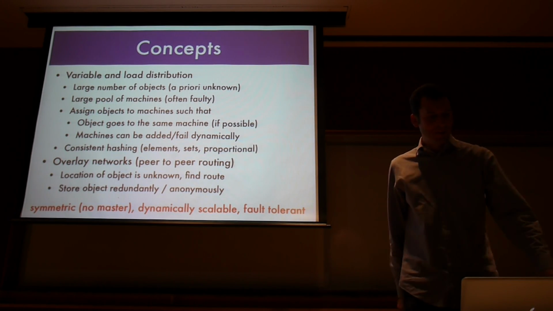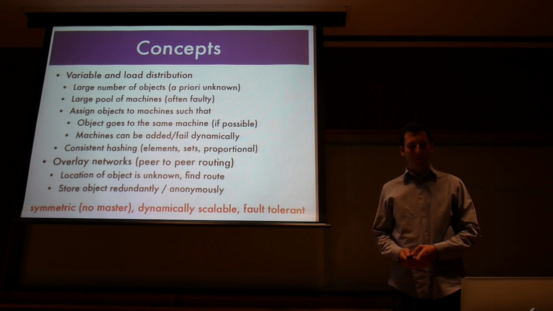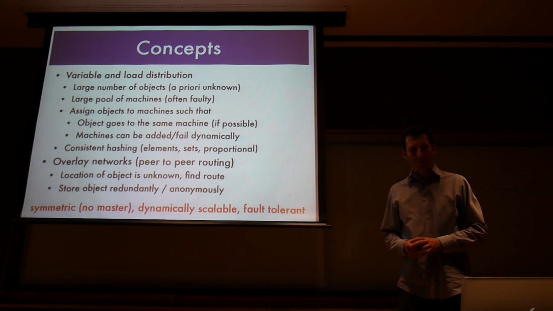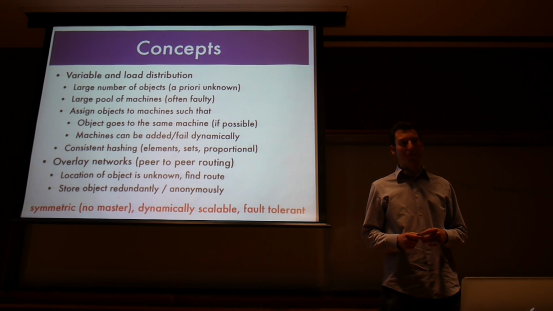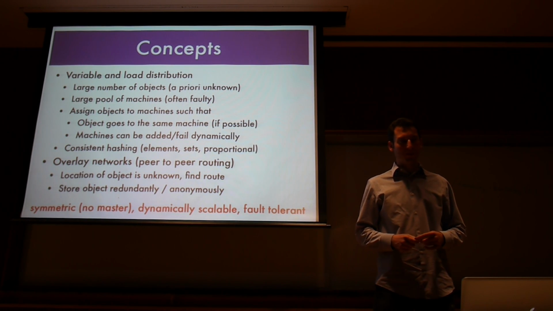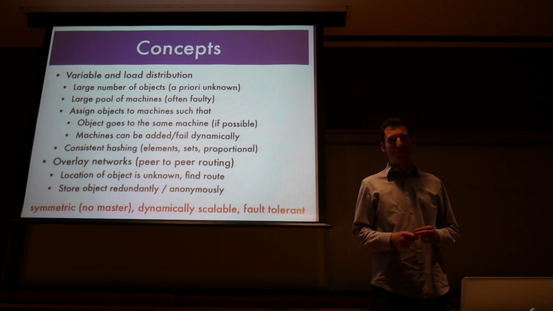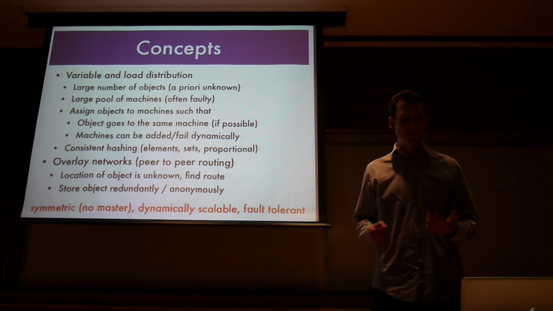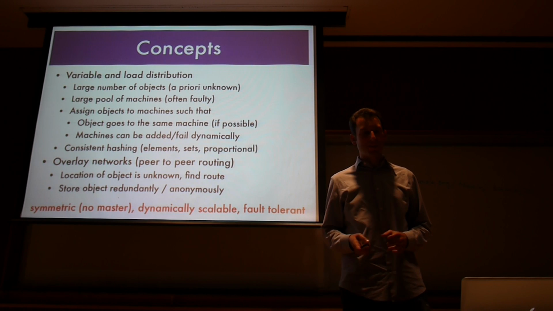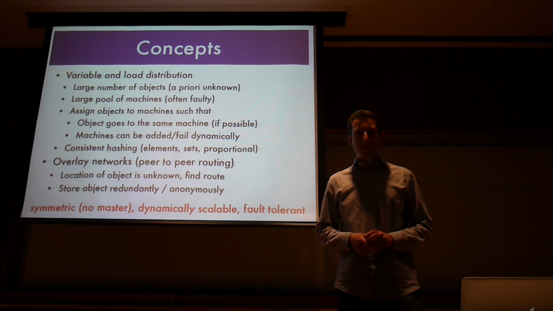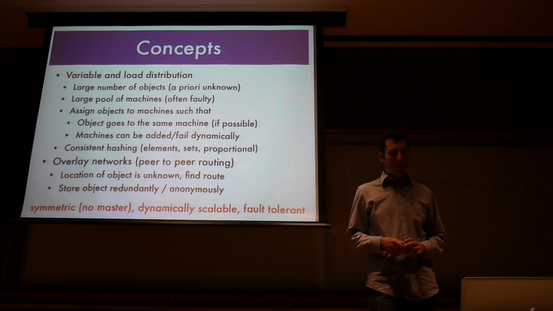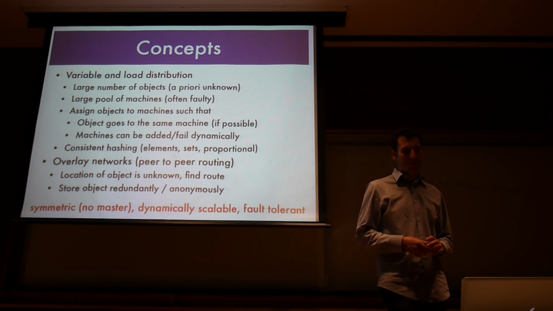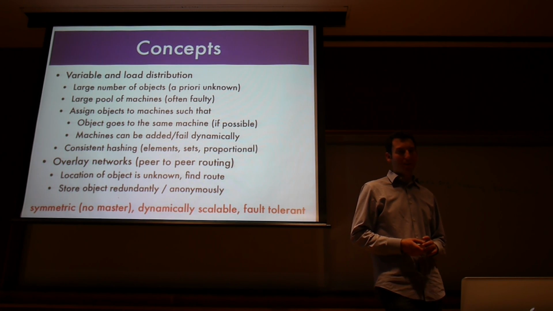Now, the first thing that we're going to do is look at variable and load distribution. Basically the issue is you have a large number of objects, and a priori you don't actually know the ID of those objects. Objects could be users, movies, ads that you see, customers, products that you sell, whatever. And you have this large pool of machines that happen to be quite faulty rather often. You want to make sure that you assign the objects to the machines in such a way that each time I see the same thing, it goes to the same machine.